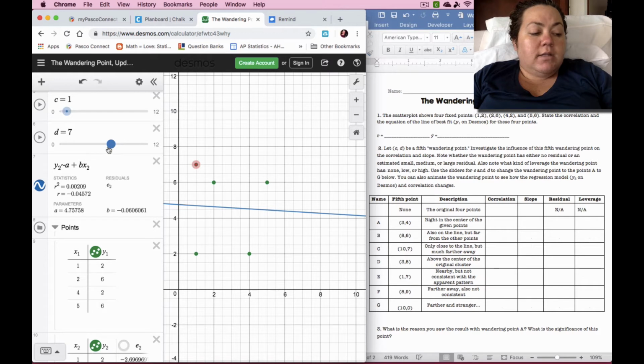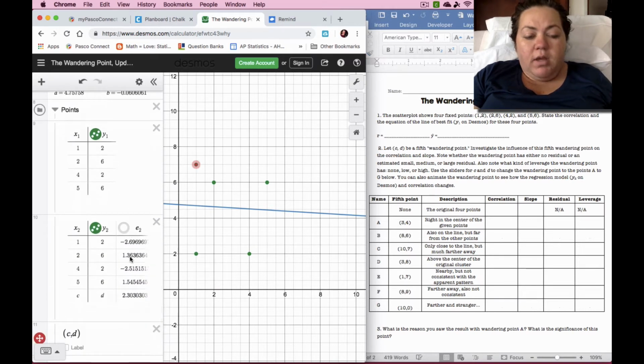So that's interesting. That would mean our new correlation is negative 0.04572. Our slope is now negative 0.06. Our residual is pretty large. Let's see what they're saying. 2.3, large, maybe you might say medium.